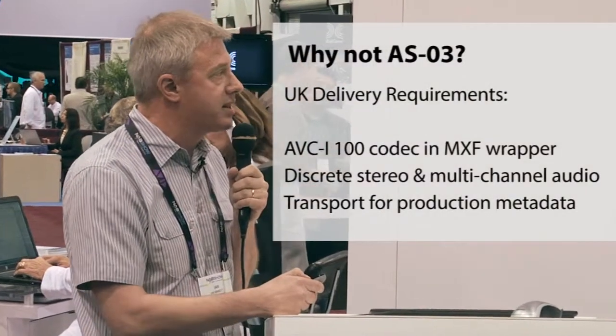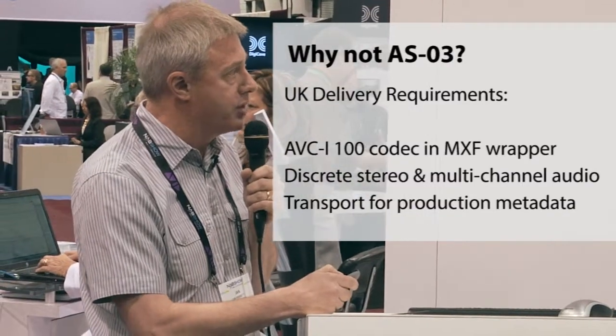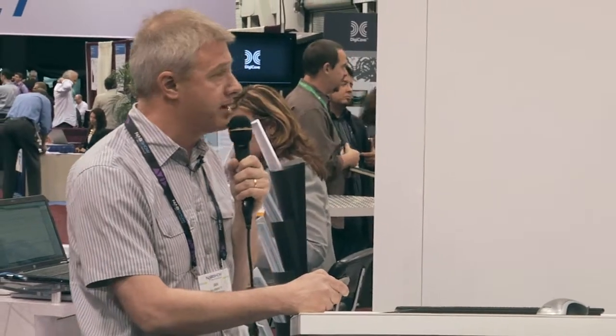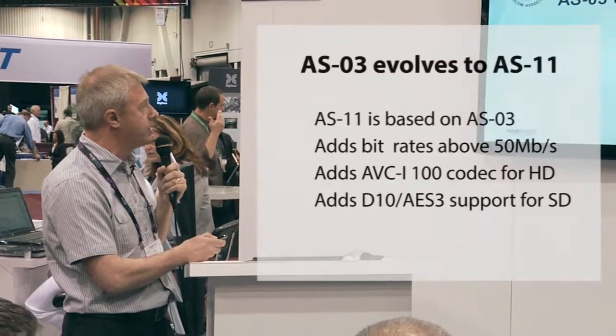So, although AS-03 looked like it was a pretty good candidate for the job and had all the tools inside it, we had to make a few tweaks just to make it suitable for UK delivery requirements. So here's AS-11, issued version 1.0 on January the 18th this year. It's a free download from AMWA.tv. You don't need to be a member of AMWA to download it. You can get it for nothing. Please download it and use it if you wish to.